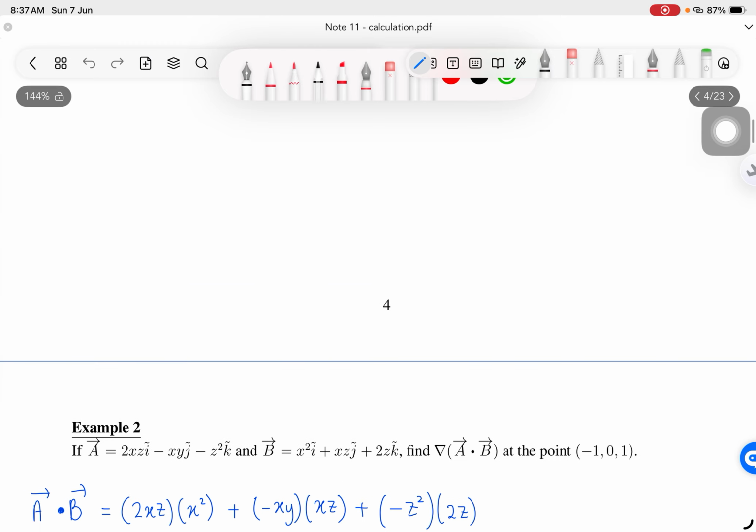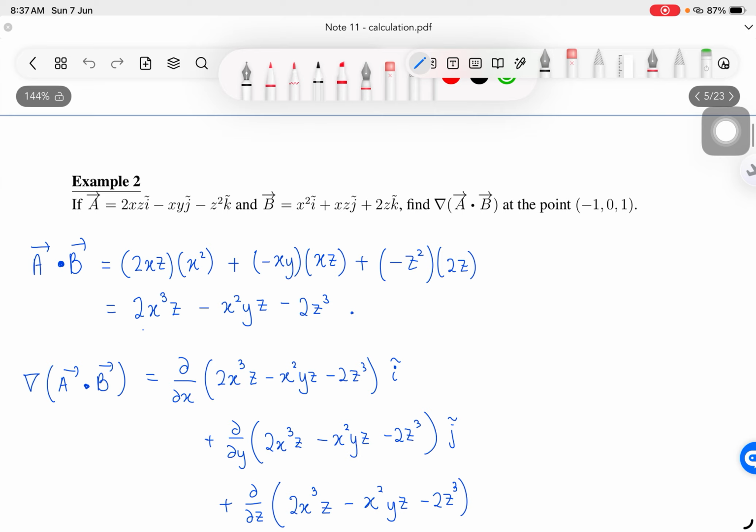Alright, so next we go to example 2 here. In example 2, you are given two vectors, vector A and vector B. They ask you to find the gradient of A dot B. So meaning that you need to perform the dot product of vector A and vector B first. When you perform the dot product, I multiply with I, J multiply with J, plus K multiply with K. So you obtain this one, alright?